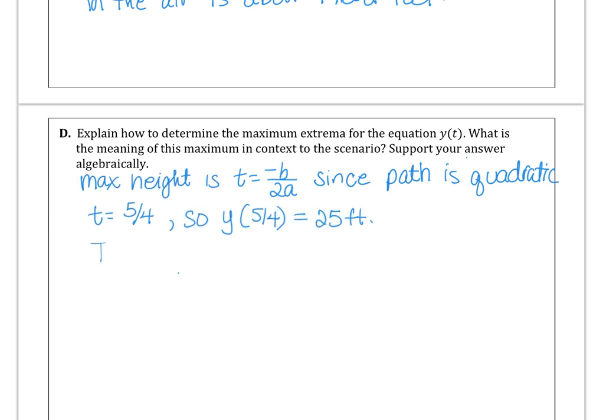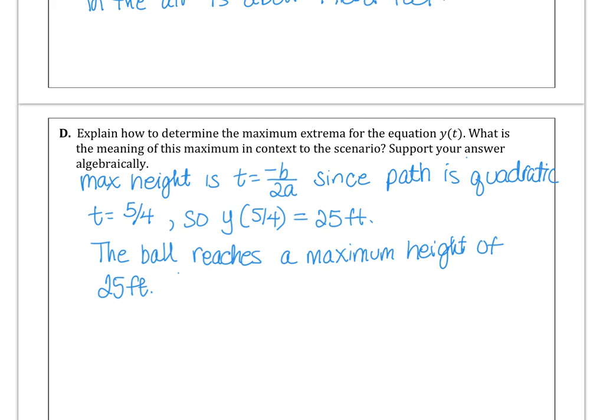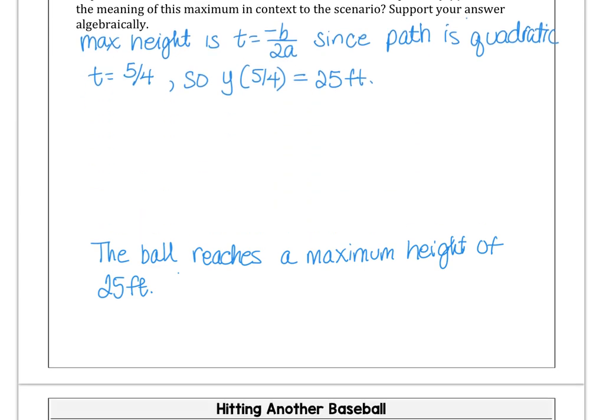What does that mean? That means the ball is going to reach a maximum height of 25 feet. So the ball traveled horizontally 173.2 feet, and the ball traveled vertically 25 feet. Let's go on to example 5 and see what that holds for us.